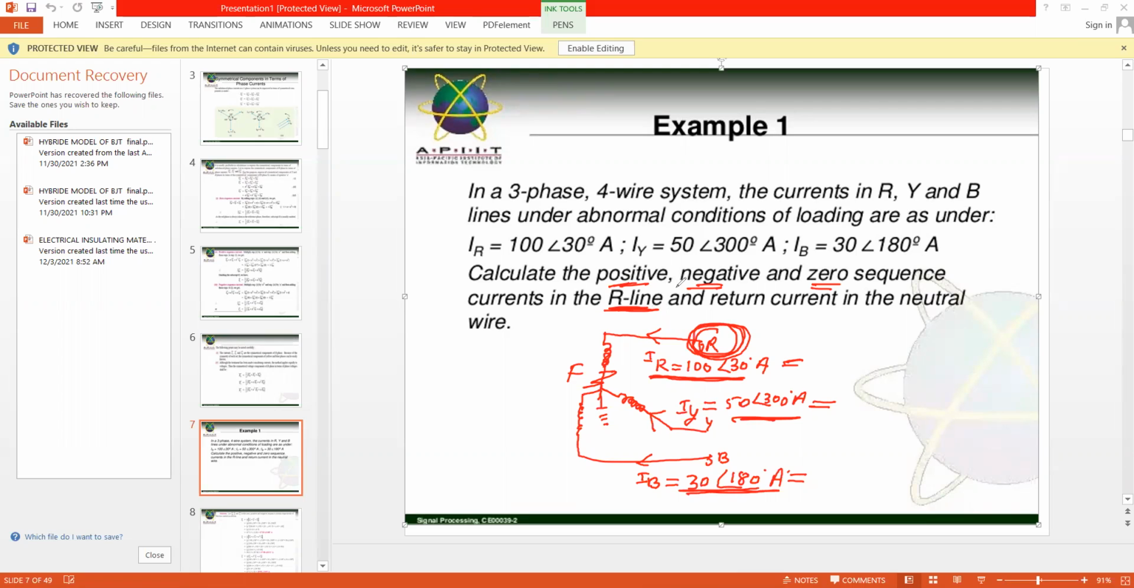So are you getting this? What kind of numerical is given here? Yes, all of you, have you understood?